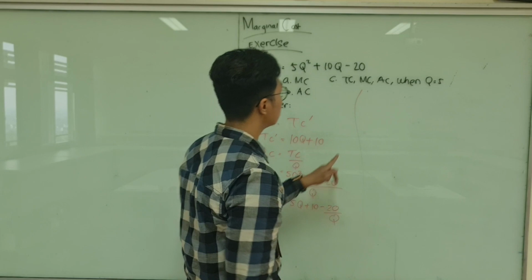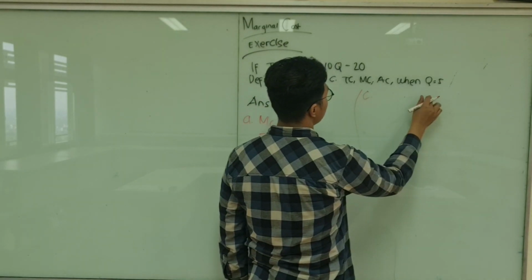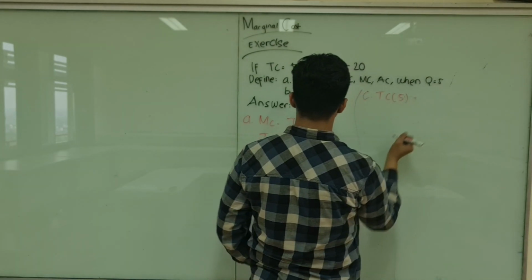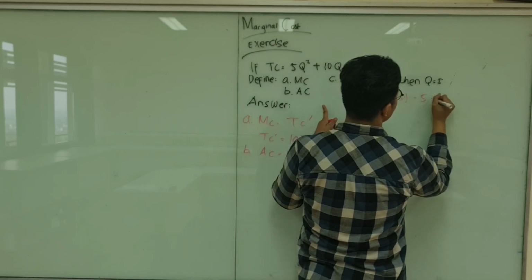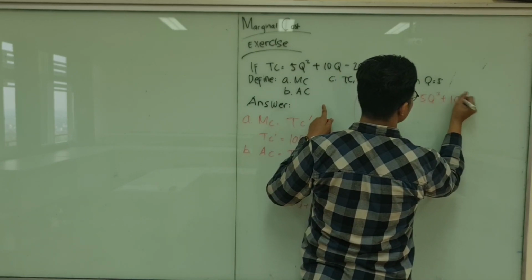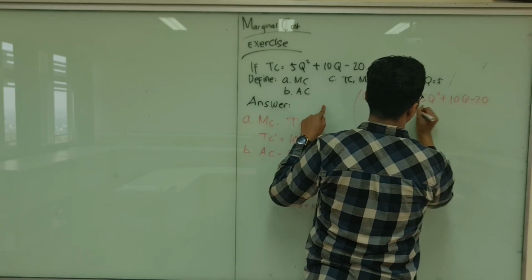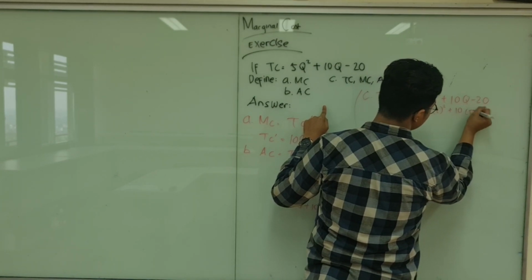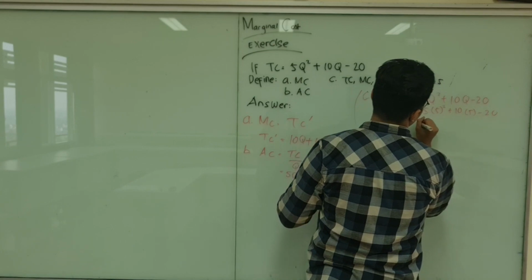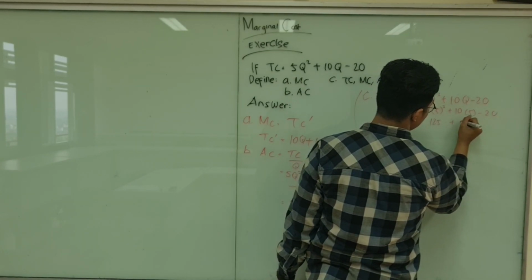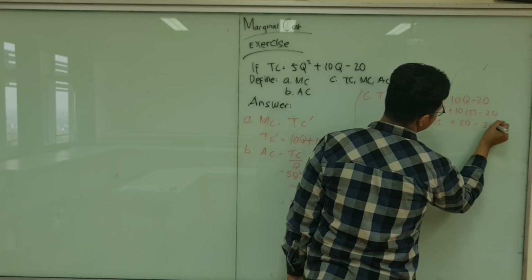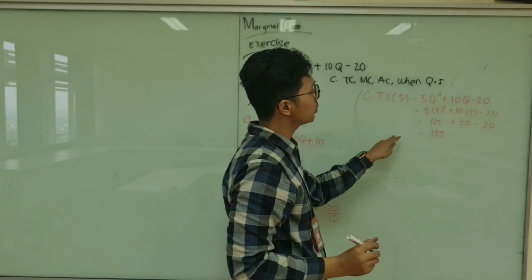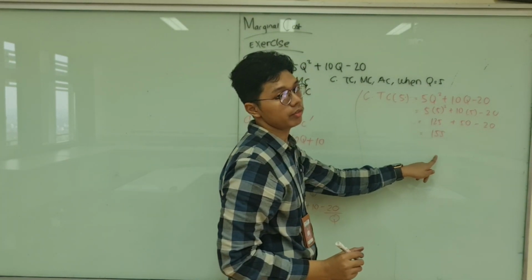So the third one, the TC when Q is 5. The TC is 5Q squared plus 10Q minus 20. So we substitute the 5 for Q. So it's 125 plus 50 minus 20, which equals 155. So the total cost we need to produce 5 products is 155.